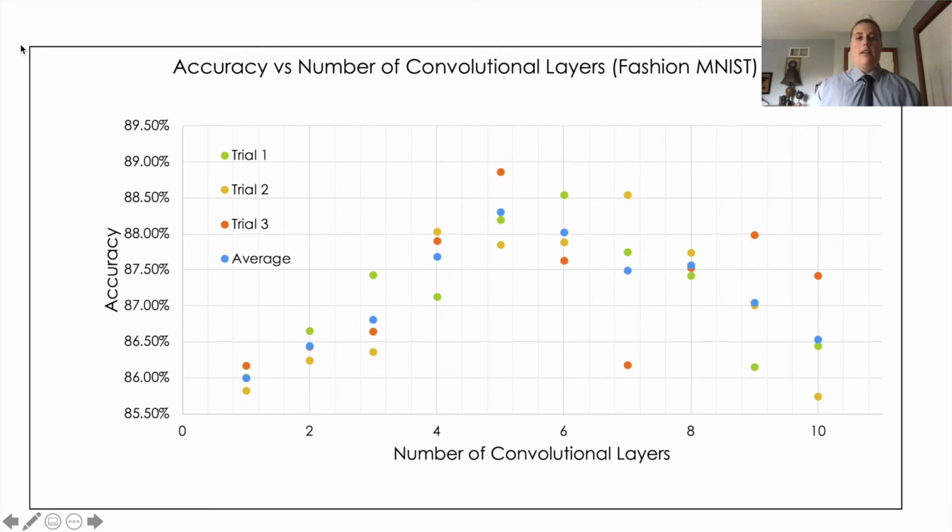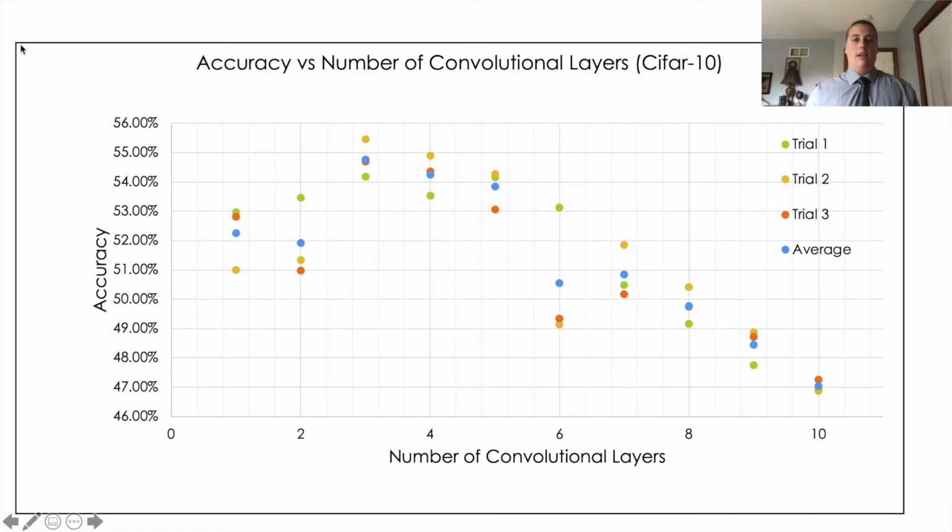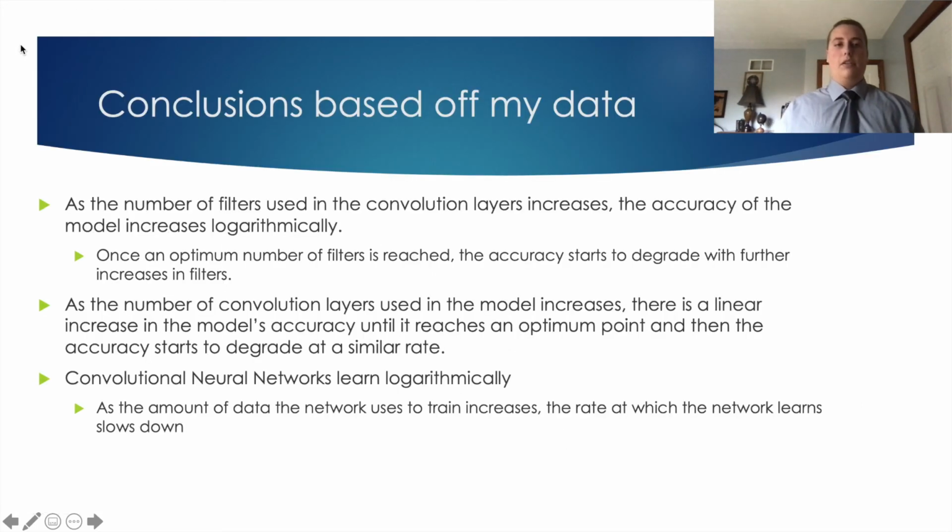So it sort of looked like the last problem where it was reaching an optimum number. In this case, it was 5 convolutional layers, and that was the most accurate. But it wasn't logarithmic, it looked more linear, and then it almost sloped down at the same slope as when it was increasing, which I thought was odd. And then the CIFAR10 actually reached an optimum number at 3 convolutional layers, and then after that it decreased linearly very quick.